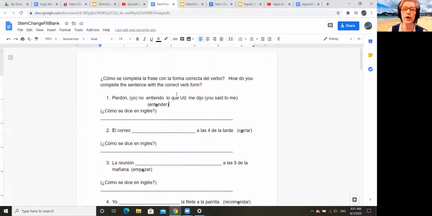And lo que means what. Just know that when we use what, not as a question word, but in a statement here, what you said, lo que can mean what in that situation. Usted me dijo is just putting the to say verb in the past. So I wouldn't expect you to know how to translate that. Muy bien. I have a question.